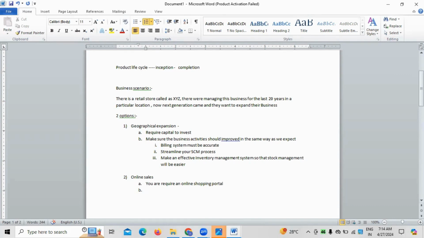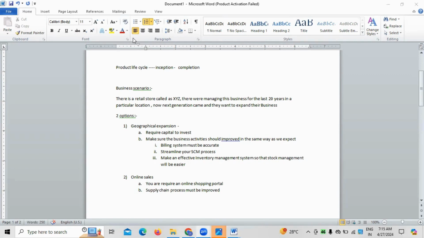Next, when you are improving the online shopping portal, the streamlining of the supply chain process should also be very accurate. Okay, the supply chain process must be improved. Understood? Clear, everyone? Yes, sir.